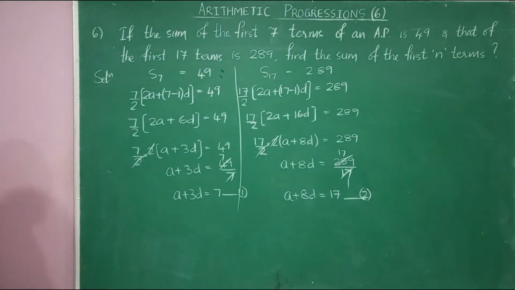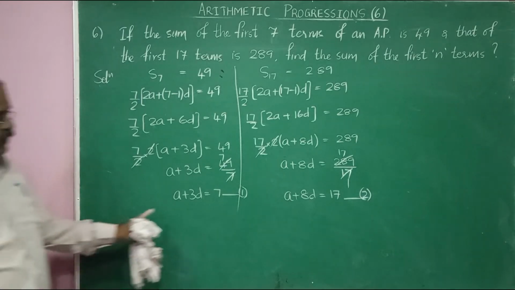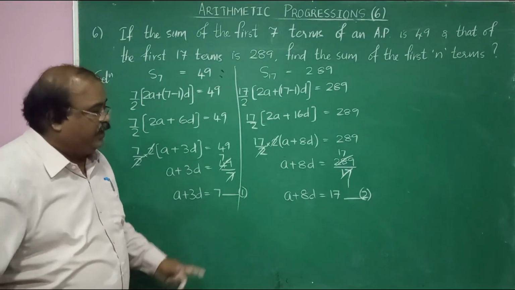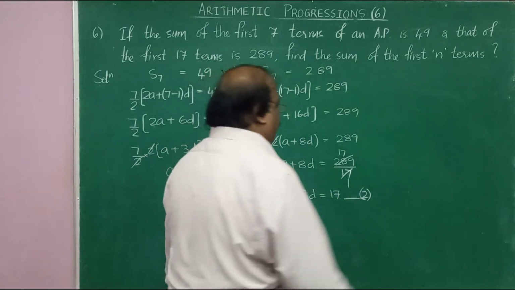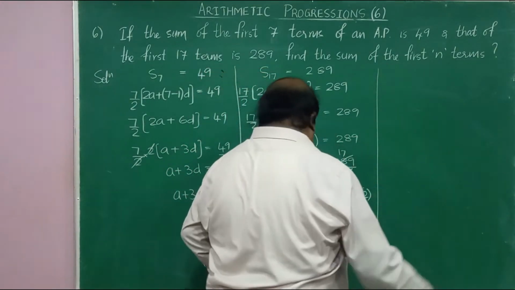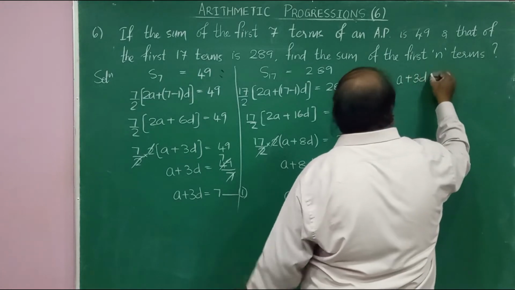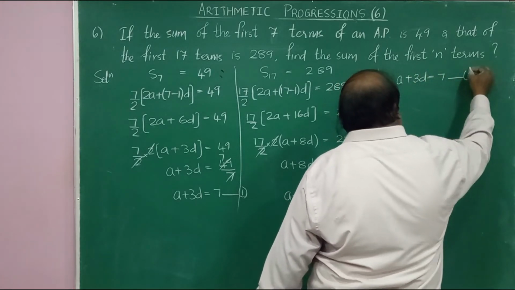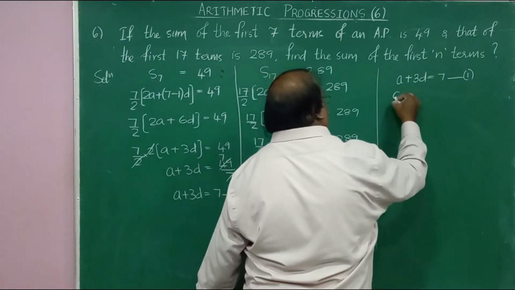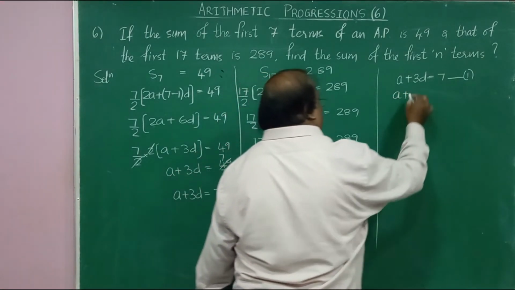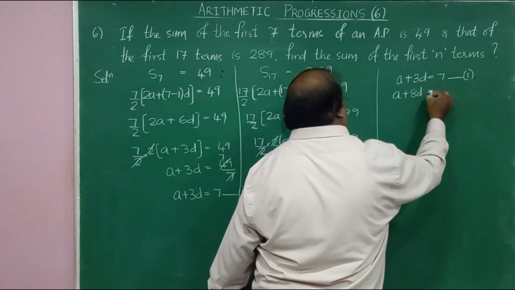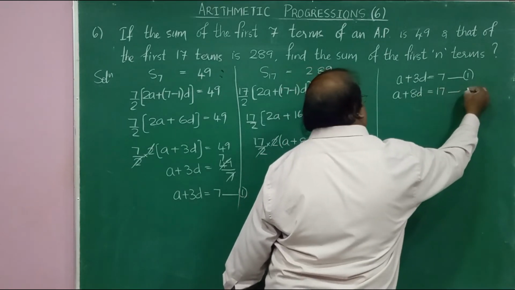I have got two equations. The first equation is a plus 3d is 7. The second equation is a plus 8d is equal to 17. So now let me solve these two simultaneous linear equations to get the value of a and d. Equation number 1 is a plus 3d is 7. Equation number 2 is a plus 8d is equal to 17.